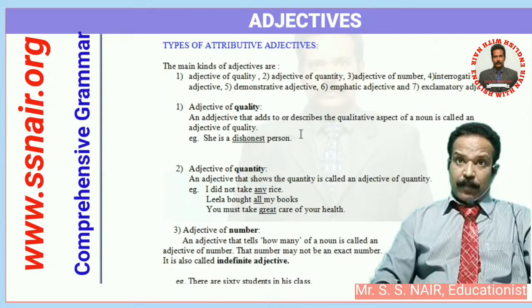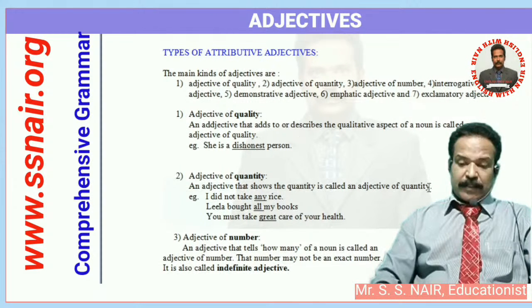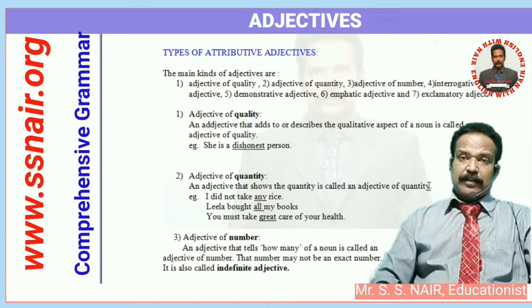An adjective that shows the quantity is called an adjective of quantity. This sort of adjective will denote the quantity of that noun or that pronoun. I did not take any rice. Now it shows how much quantity of rice. I did not take a single piece of rice. Any rice. So here "any" stands for adjective of quantity.